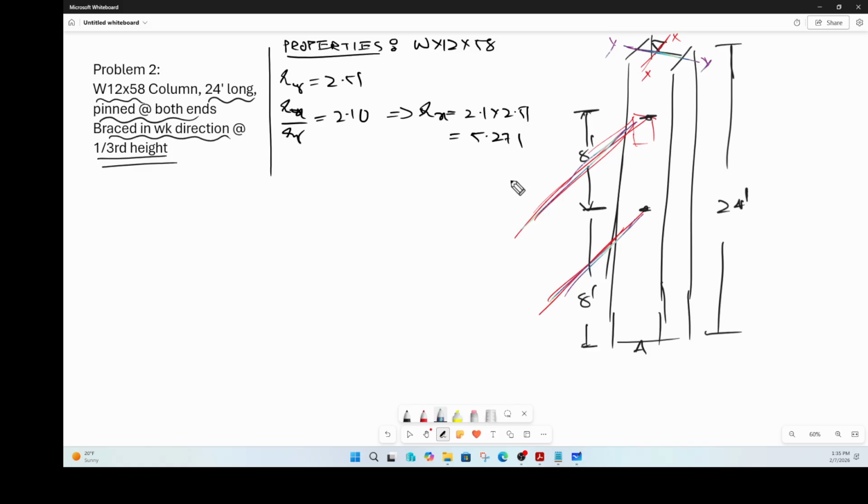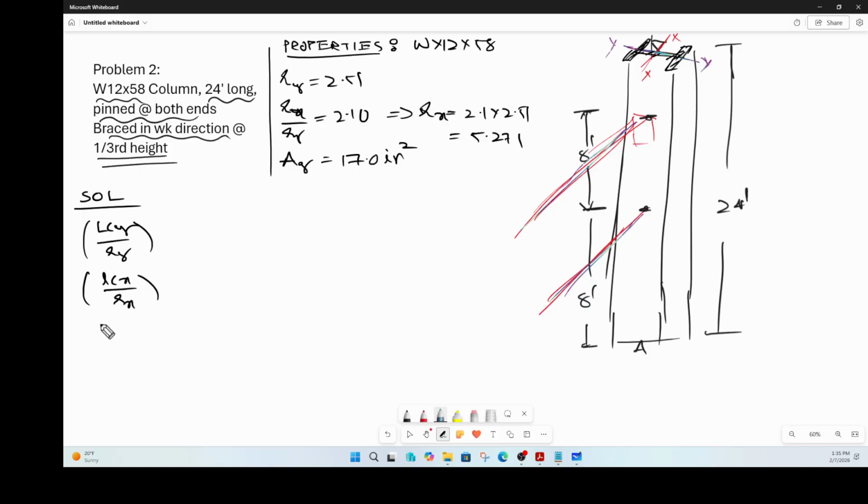It's nothing but 5.271. You need these, and because it's a compression member, you have to multiply the Fcr with Ag. You also need your area of cross section. That means the area of that hatched portion there. You want the gross area of your compression member. Now you find out your LCy by ry, and you also find out your LCx by rx, and pick up the maximum. So the max of these is your slenderness ratio.